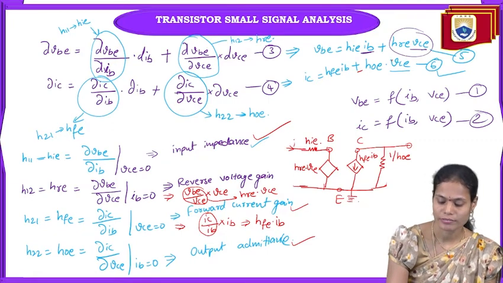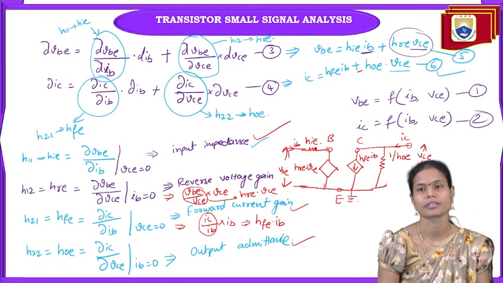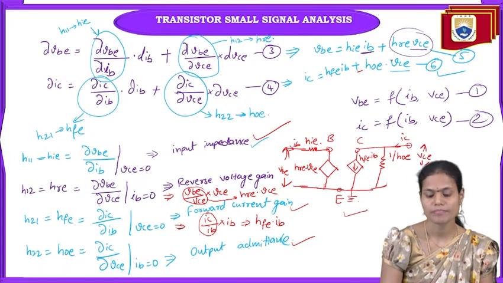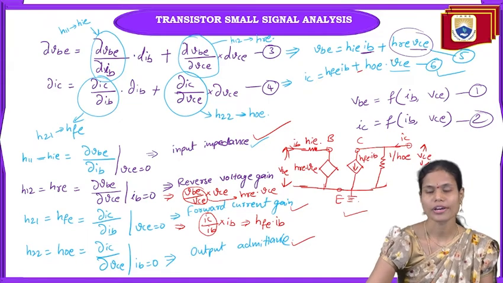So on the input side, the input current IB and the input voltage VB are present, and on the output side, the collector current IC and the output voltage VC are present in the circuit. So this is the transistor small signal model using hybrid parameters. This is the circuit we can utilize for the analysis of the amplifier circuit.